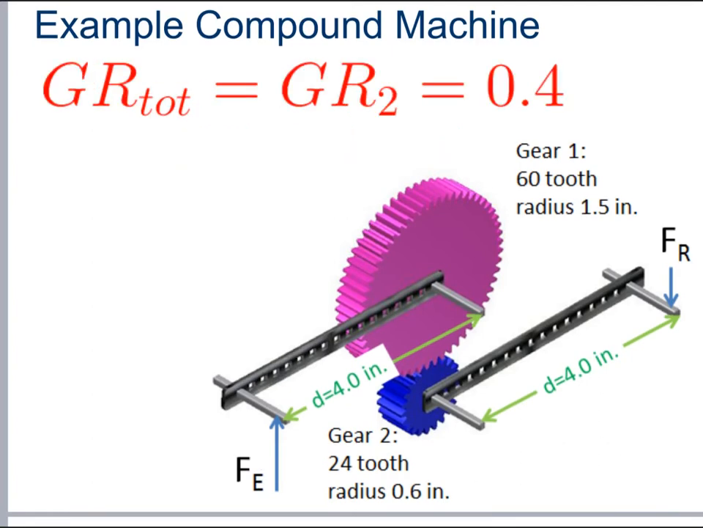The total gear ratio is the product of all components' gear ratios. In this example, only one gear ratio was not 1. You would use the total gear ratio if you wanted to find how many full revolutions of effort force is required to get one full revolution at the output. In this case, we had a gear ratio for gears 1 and 2 of 0.4.